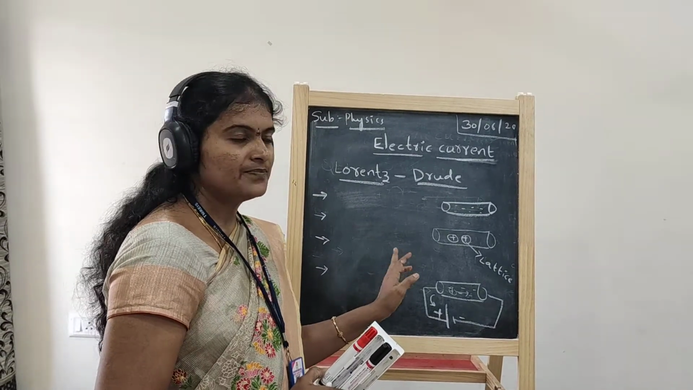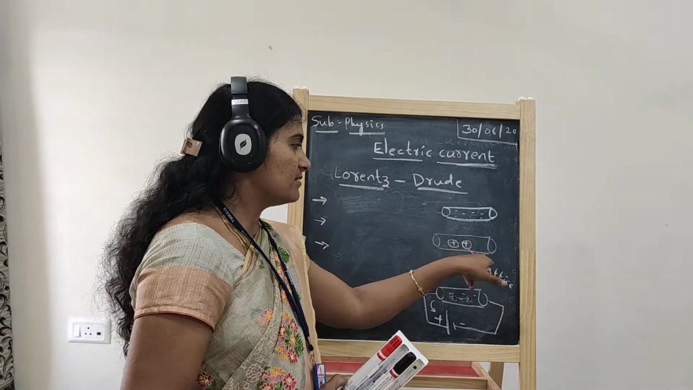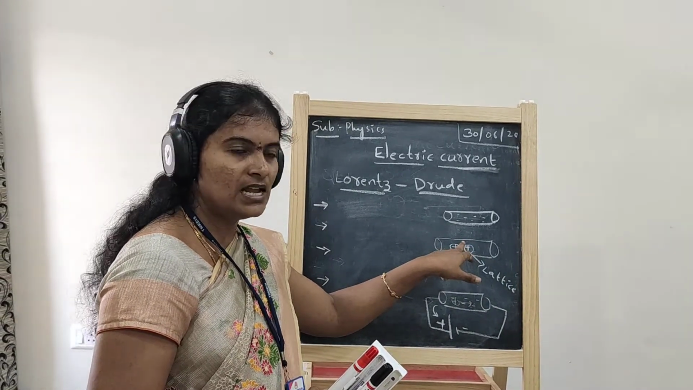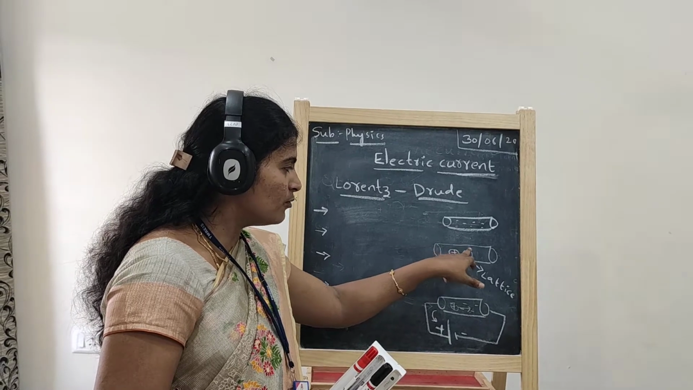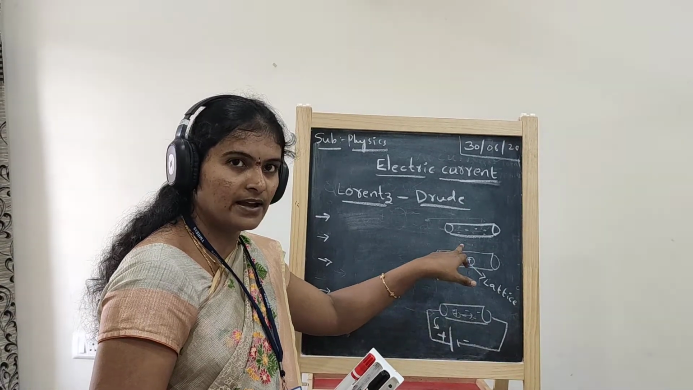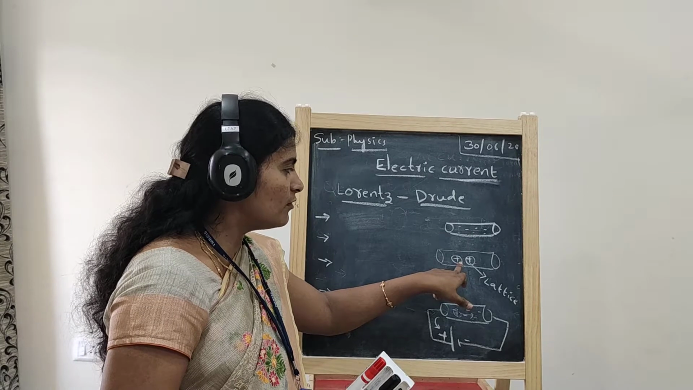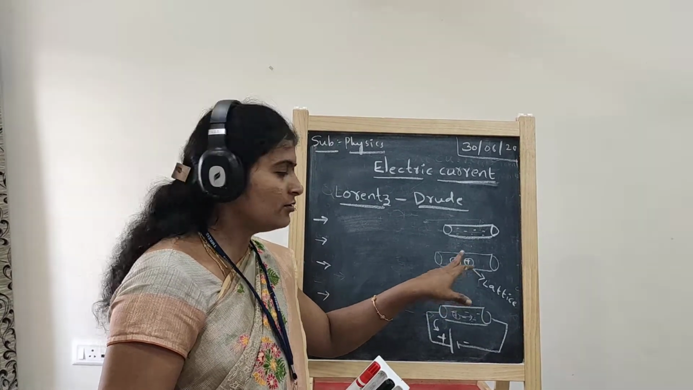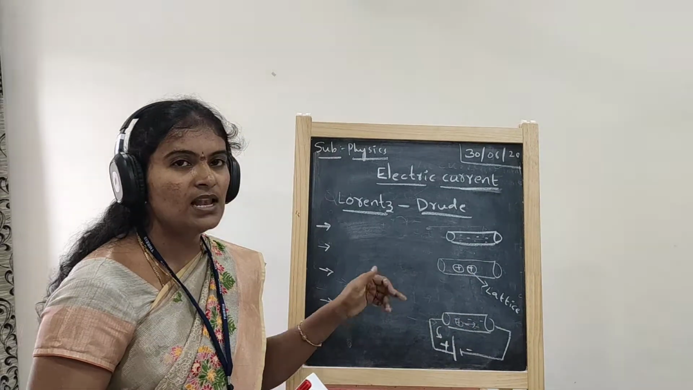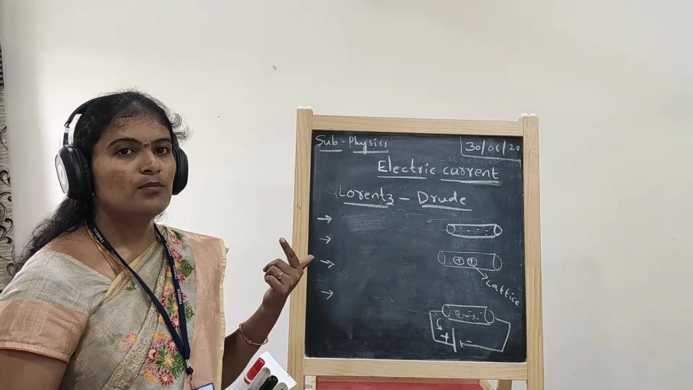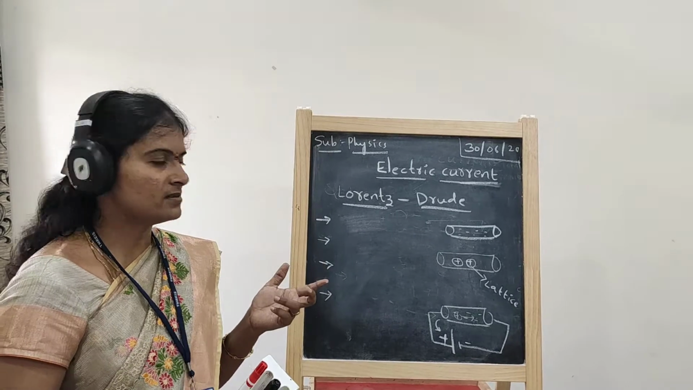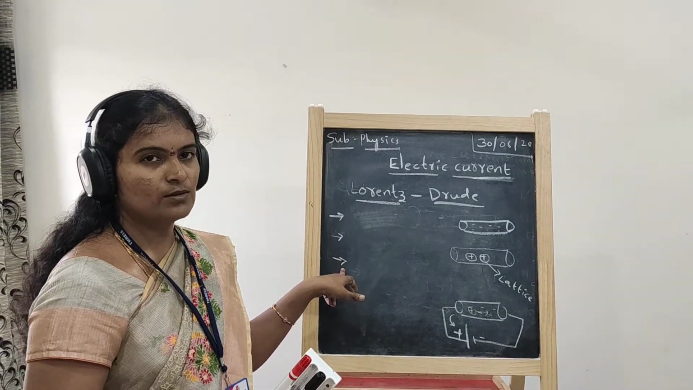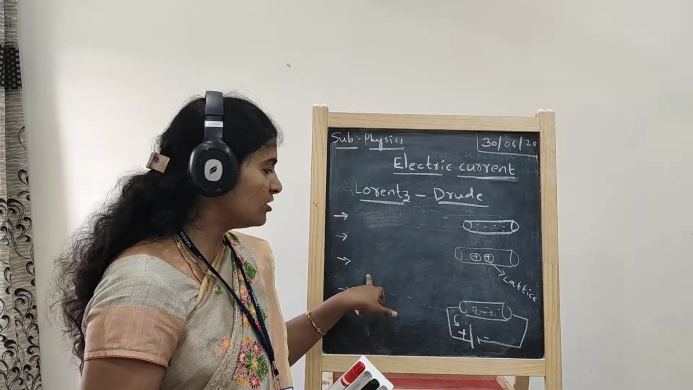And second point, in a conductor, where the positive charge is located, those are immobile ions. So they are immovable, and they are called the lattice. Around the lattice, electrons will move in random directions. And that is the third point. The electrons will rotate around the lattice.